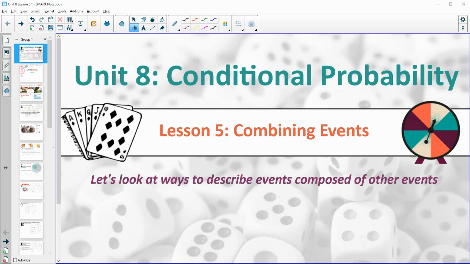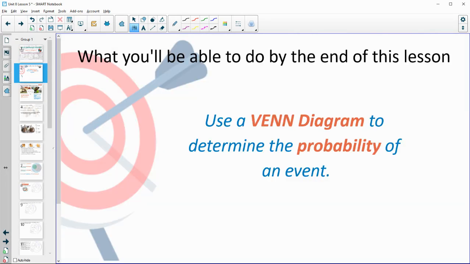In this video, we are going to look at Unit 8, Lesson 5, which is about combining events. By the end of this lesson, you're going to be able to use a Venn diagram to determine the probability of an event.